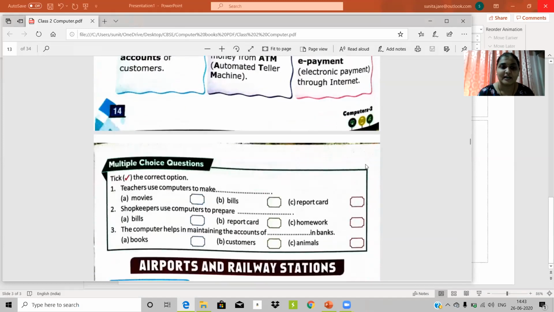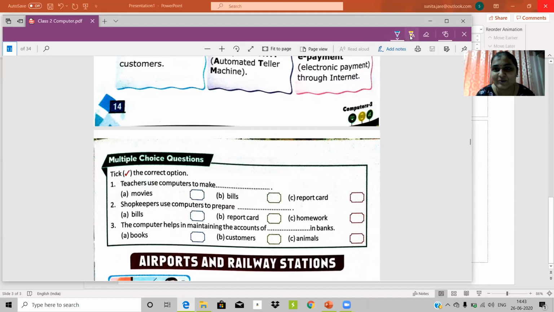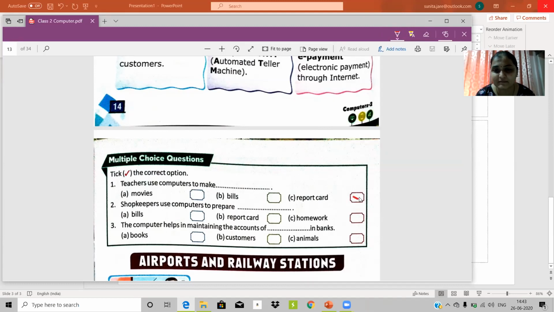Now we'll move further. Now there are multiple choice questions which we have to do, and I know you all know the answers of it. Okay, let's see. Question number 1: teachers use computers to make movies, bills, or report card. What do you think? Is she making movies? No. Is she generating bill? No. Is she preparing report card? Yes. She is using computer to prepare the report card. So you have to tick mark the report card option. So this option is correct.